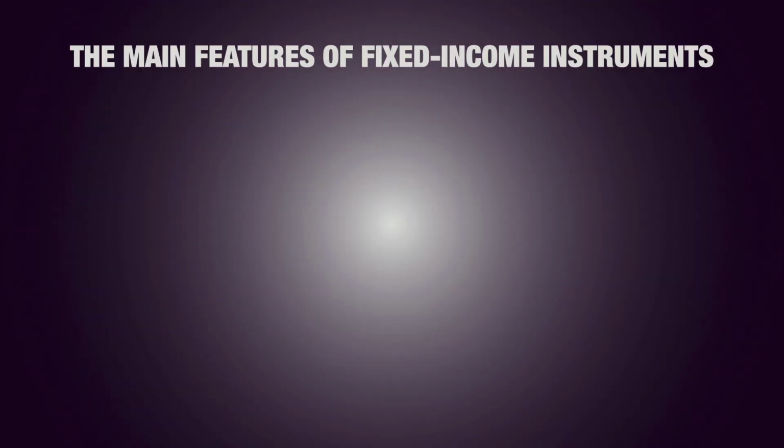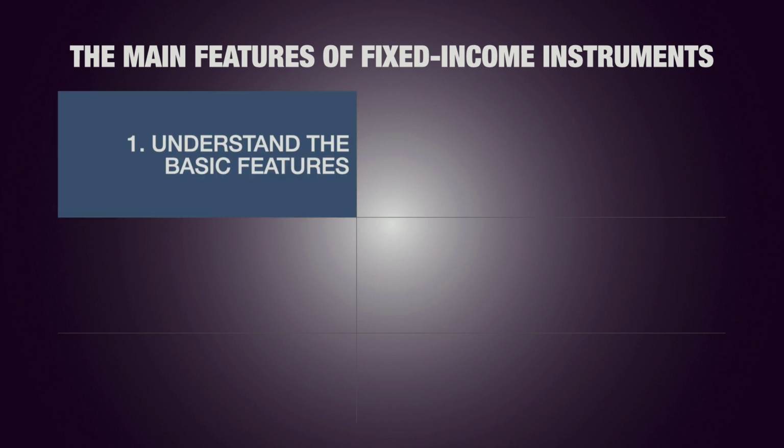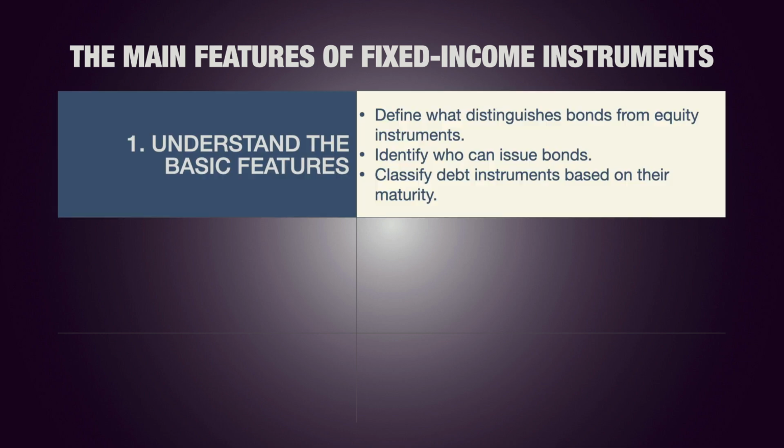Regarding the main features of fixed income securities, make sure you understand the basic features. First, define what distinguishes bonds from equity instruments. Identify who can issue bonds. Classify debt instruments based on their maturity.